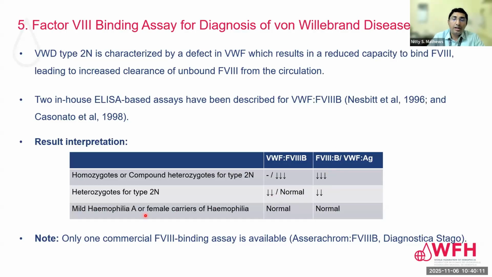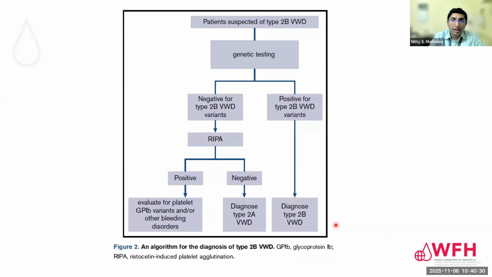Now, the closest differential here is mild hemophilia A, which needs to be ruled out, or female hemophilia carriers. And in those conditions, the factor VIII binding as well as the factor VIII binding to the antigen ratio will be normal. There is one commercially available factor VIII binding assay in the market, which is from Diagnostica Stago.